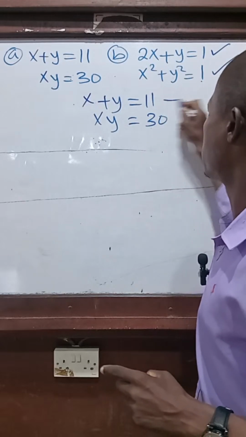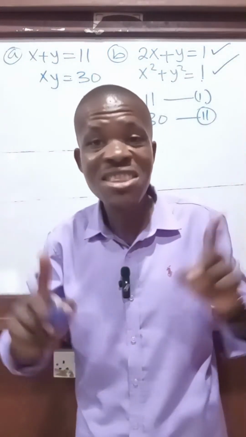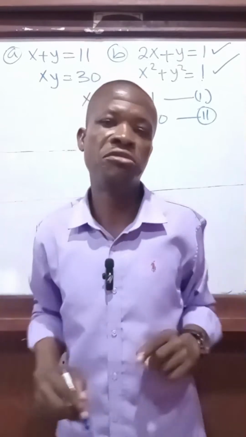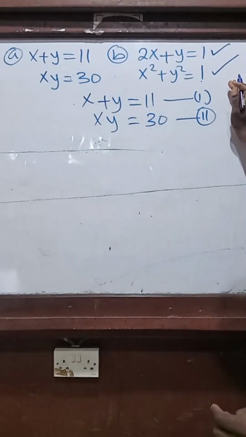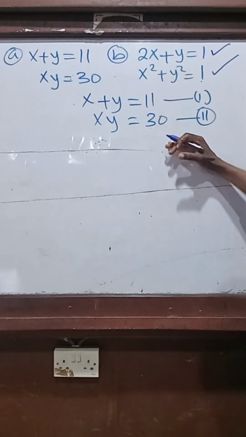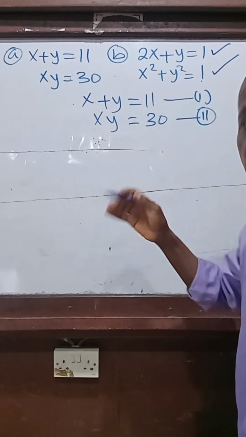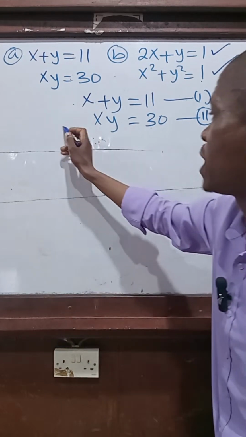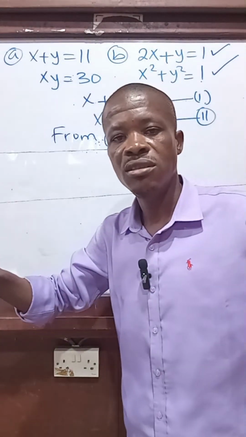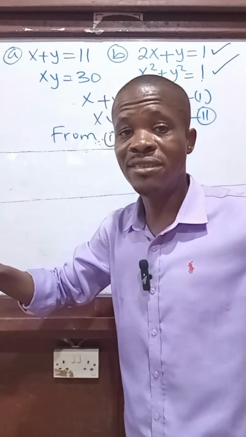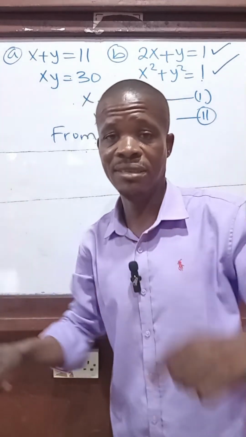For this case, call this one equation 1, call this one equation 2. The two equations for the first one are linear equations. Okay, what we're going to do is go to the first one, which will be much easier for the substitution. From equation 1, you could make x the subject, and at the same time, you can also make y the subject.